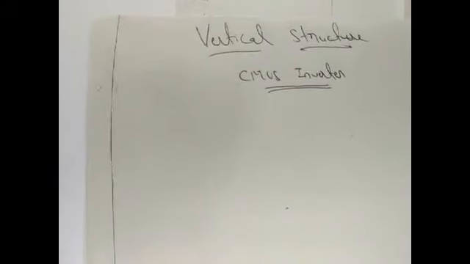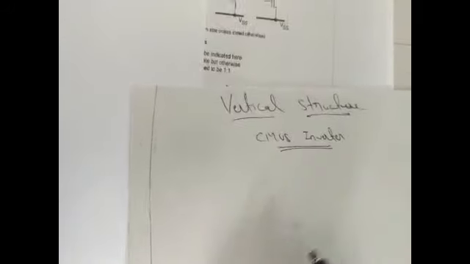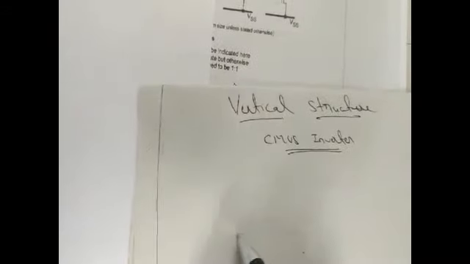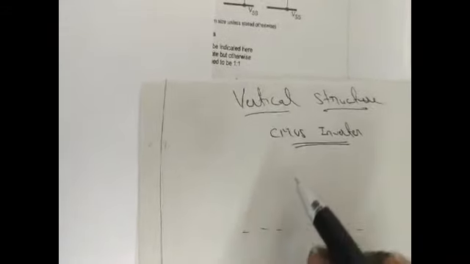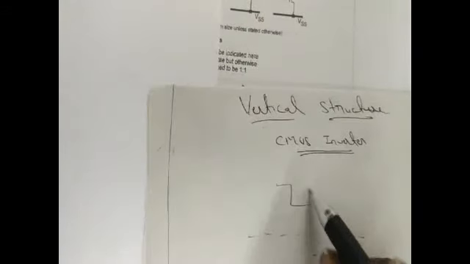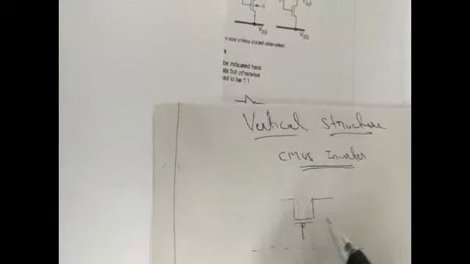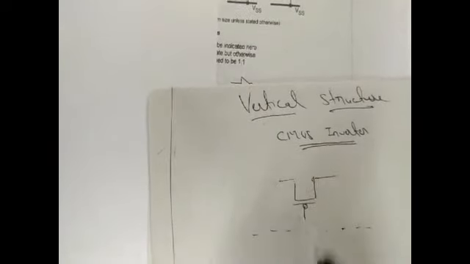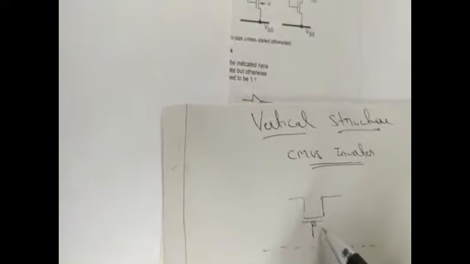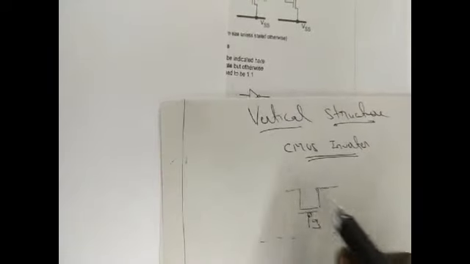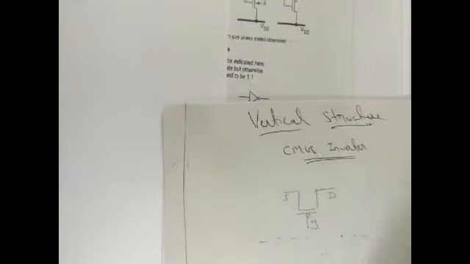Go through the vertical structure of your CMOS inverter. As I've already said, first the demarcation line should be drawn. Above the demarcation line the PFET should be placed. Since it is vertical, the structure changes: the gate region should be placed vertically. So this represents my gate, source and drain region.